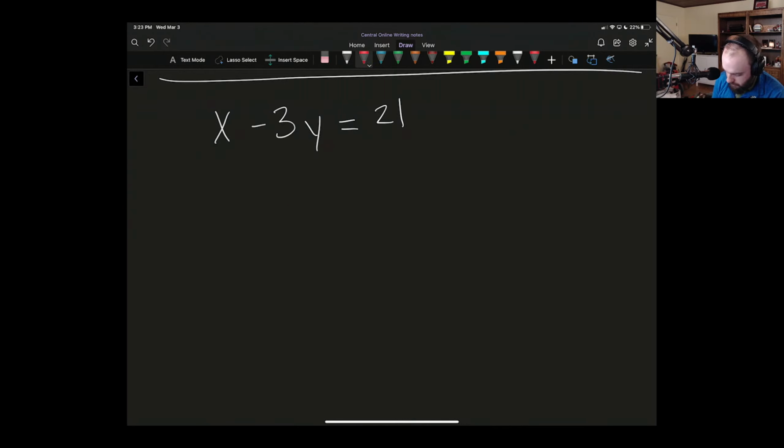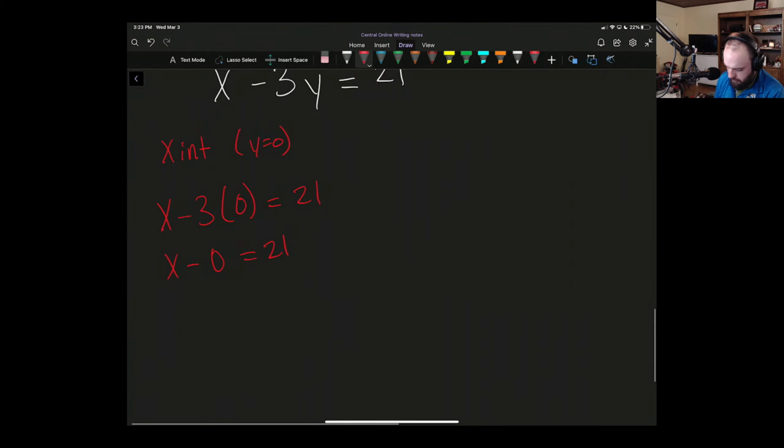So I'm going to use red this time. If I'm looking for my x-intercept, we're looking for when y is equal to 0. So let's go ahead and write this, right? So if I'm looking for my x-intercept, we'll have x minus 3, not y, but 0, equals 21. 3 times 0 is 0, so we have x minus 0 equals 21. x minus 0 is just x. So my x-intercept is 21. Or if you wanted to write it as a coordinate point, we'd write 21, 0, right?